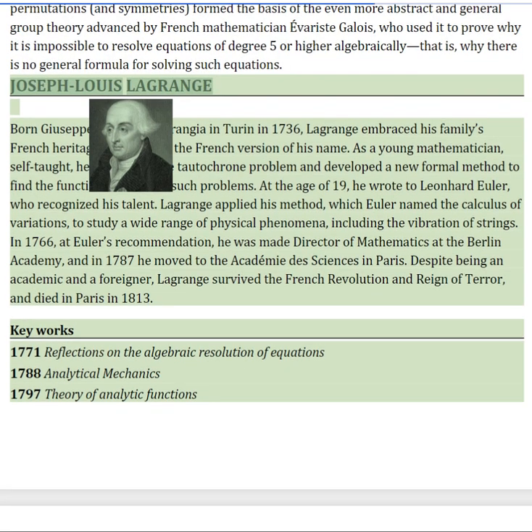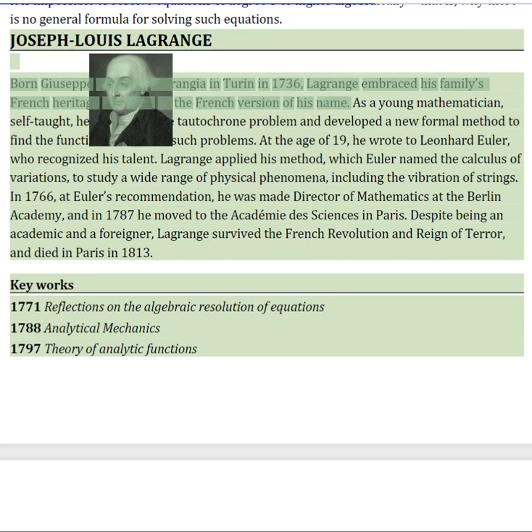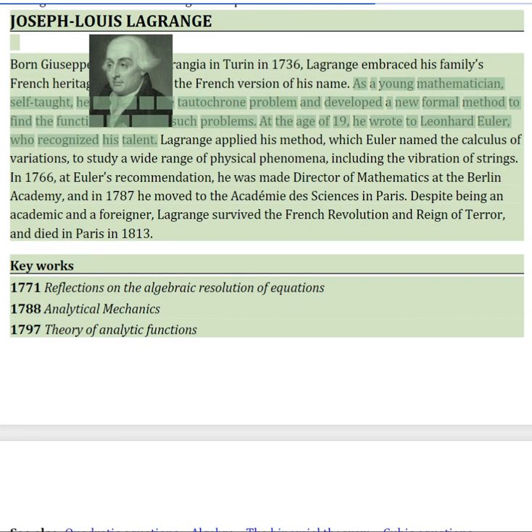Joseph Louis Lagrange. Born Giuseppe Lodovico Lagrangia in Turin in 1736, Lagrange embraced his family's French heritage and went by the French version of his name. As a young mathematician, self-taught, he worked on the Tautochron problem and developed a new formal method to find the function that solved such problems. At the age of 19, he wrote to Leonhard Euler, who recognized his talent.